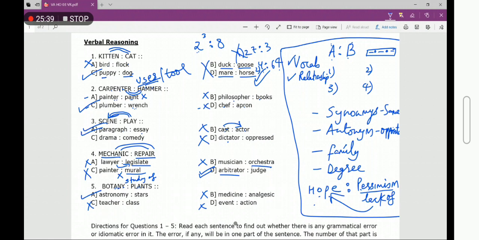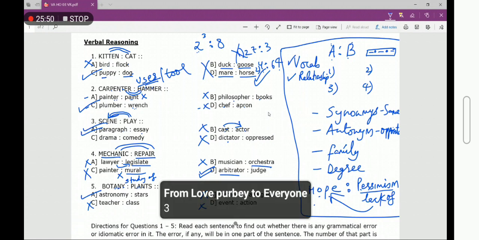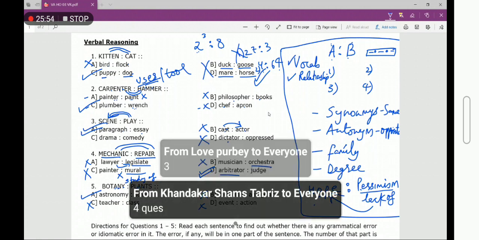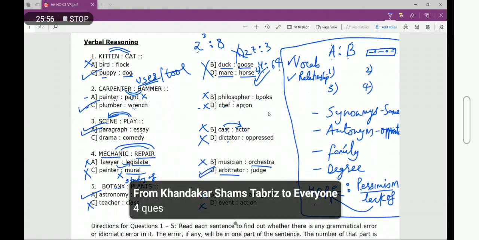Tell me in the chat, guys, how many did you get right of the 5 questions? Questions you got correct out of these 5. Somebody saying 4, somebody saying 3.